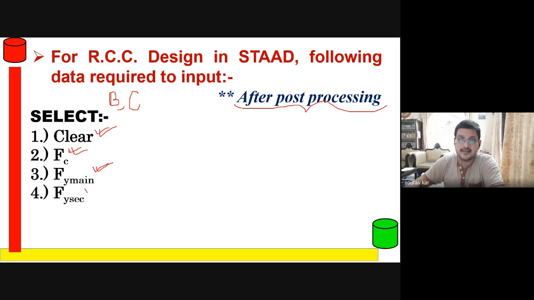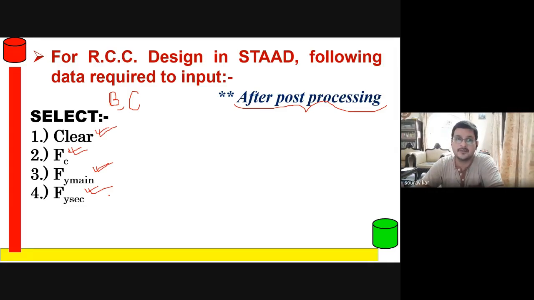Next is FY sec, the grade of steel for secondary reinforcement. The secondary reinforcement we mainly use as stirrups in beams and columns. We use secondary reinforcement for slabs also. We have a mesh of two bars, main bars and secondary bars. The lateral reinforcement or the distribution bars, that is FY secondary.